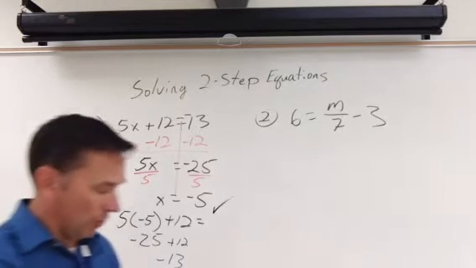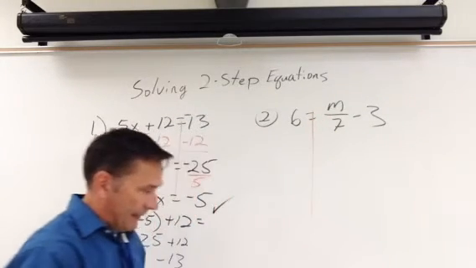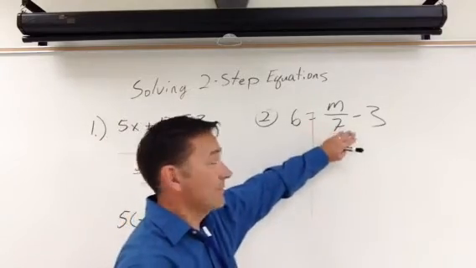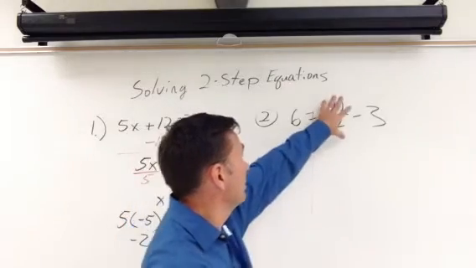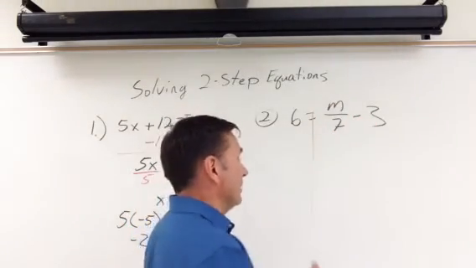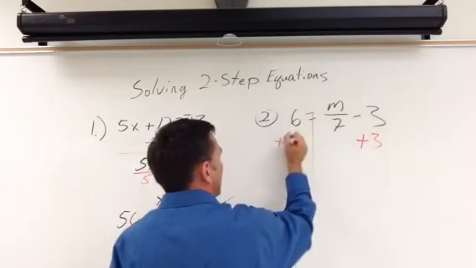Now I look at number 2. Again, I'm going to draw my line down the middle. I always look to see which side the variable is on. And this time it's on the right. So do I have anything being added or subtracted to where my variable is? Yes, I have this minus 3. Now remember, the opposite of a minus 3 is a plus 3 to both sides.